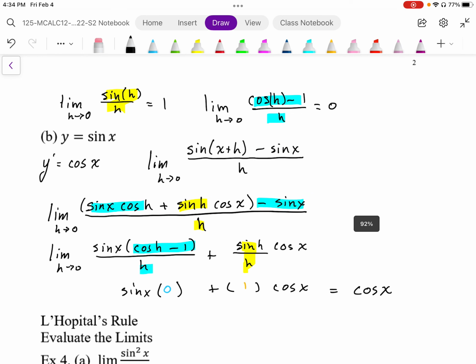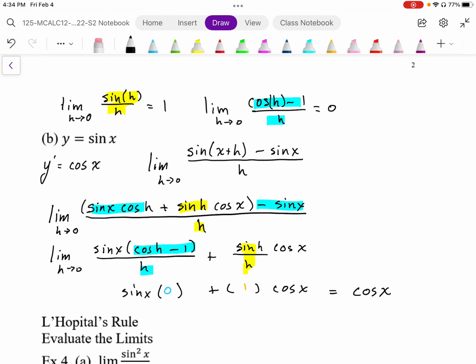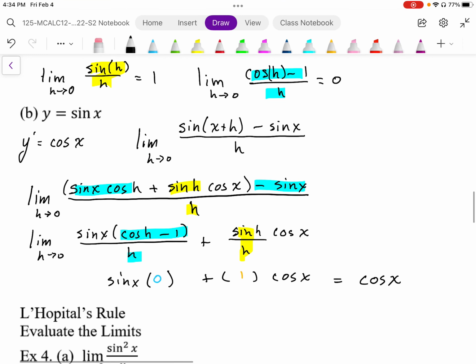Now, this is very different than how we did the other one. So the other one was just using pure algebraic methods. This one had to use identities to get there. And again, I don't expect you to be able to do this one, but I just want to show how we can use identities to evaluate these limits.